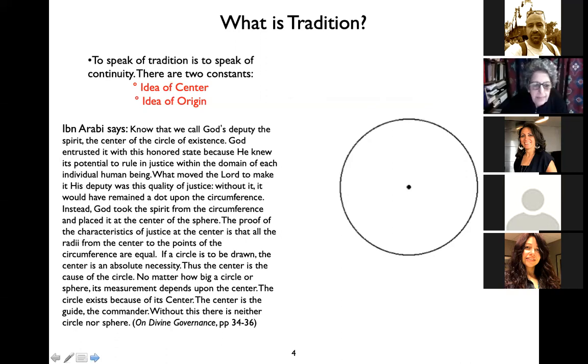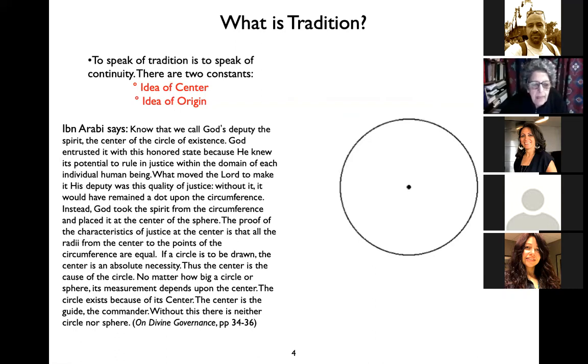And Ibn Arabi says, know that we call God's deputy the spirit, the ruh, the center of the circle of existence. So this is like the center of the circle of existence, and this is the point that we're trying to reach. Can I ask a question here?